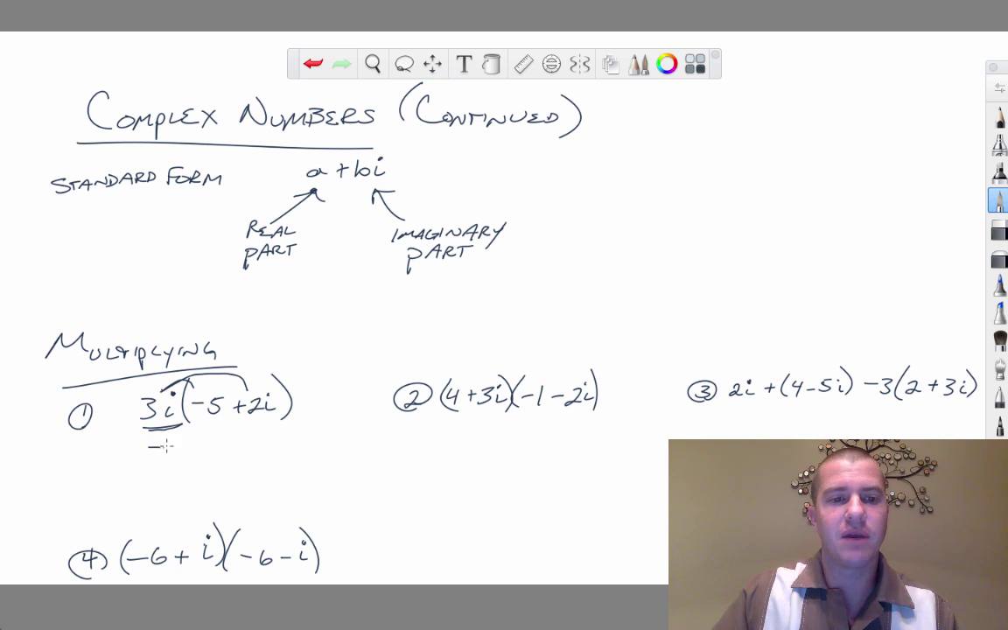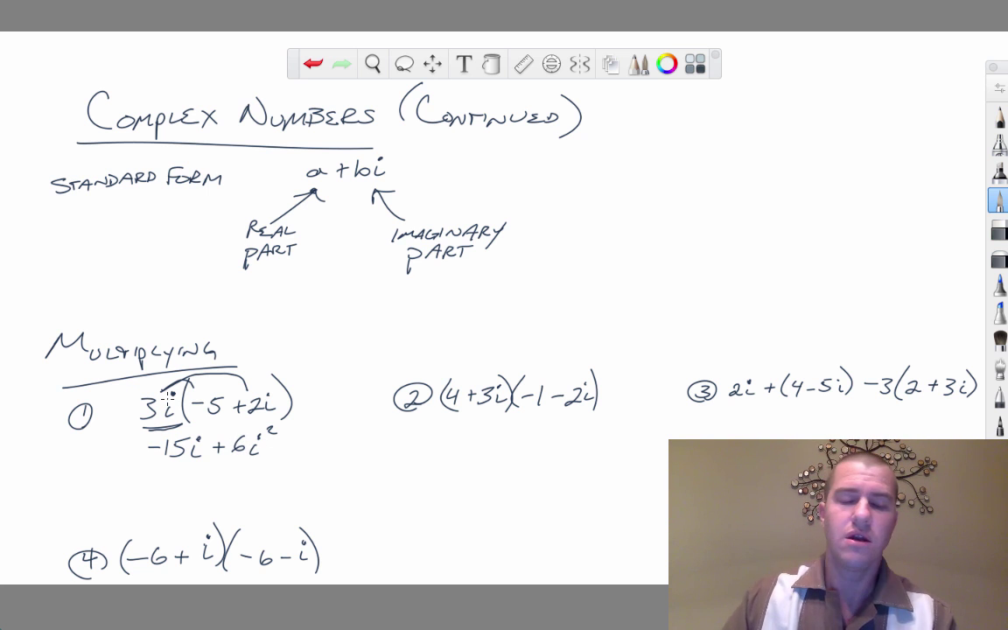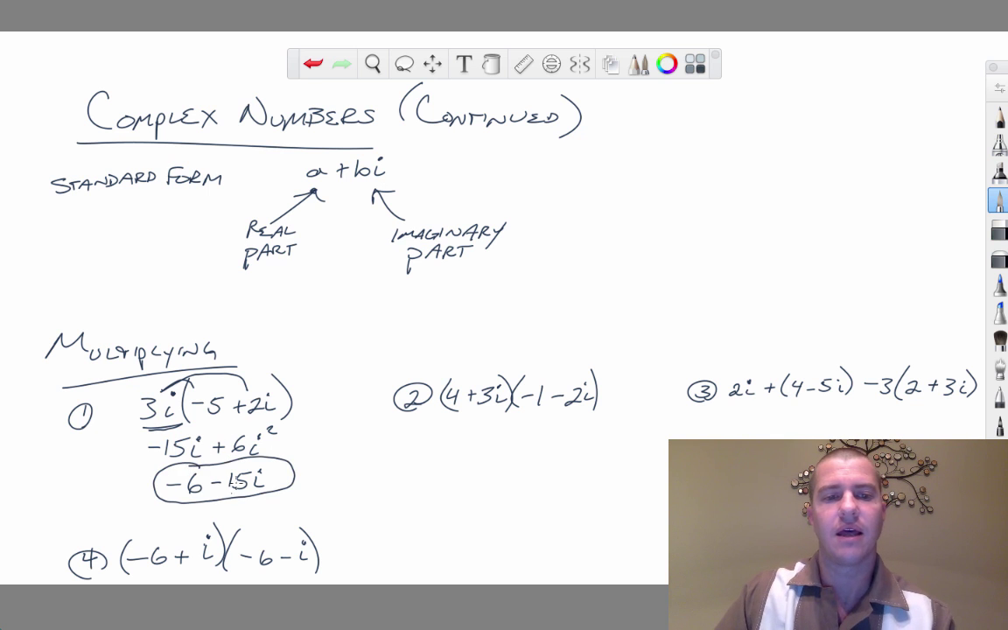3i times negative 5 becomes negative 15i plus 3i times 2i, that becomes a positive 6i squared because it's i times i. And then the only thing I have to do from here is remember that i squared is equal to negative 1. And so when I do that, that's going to become negative 6 minus 15i. And I'm moving that to the front so it's in the standard form, and that's the real part. And I get that as my simplified form.